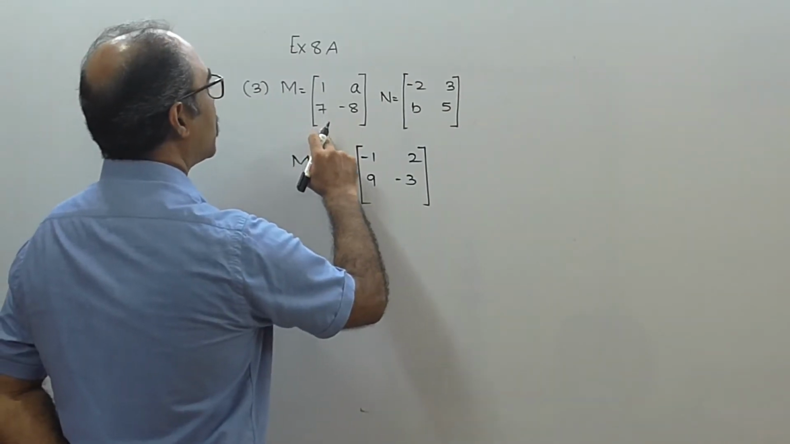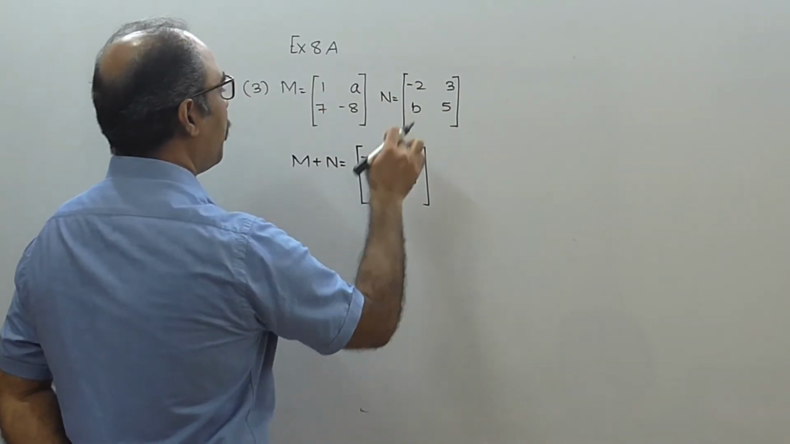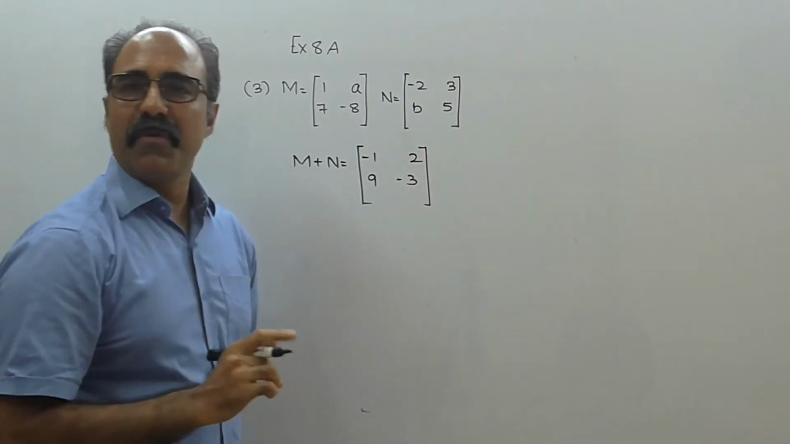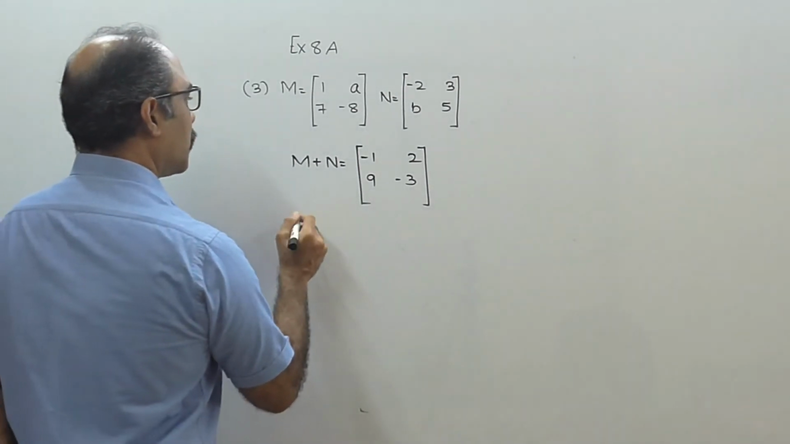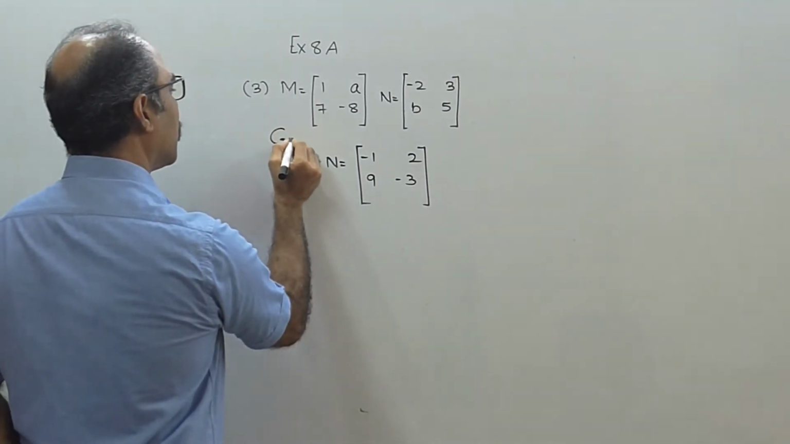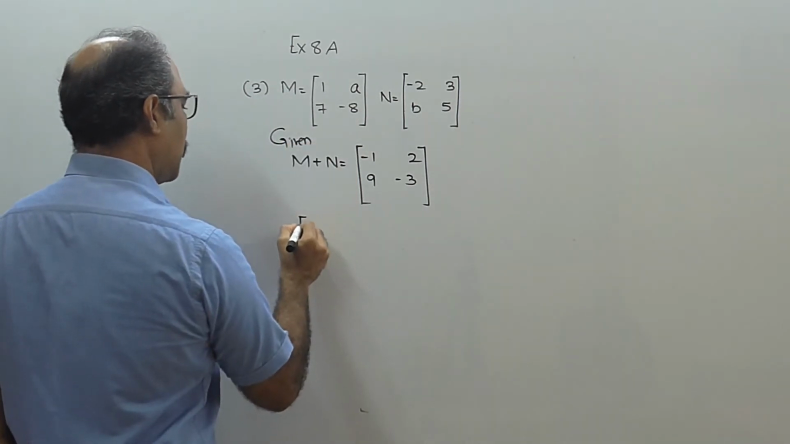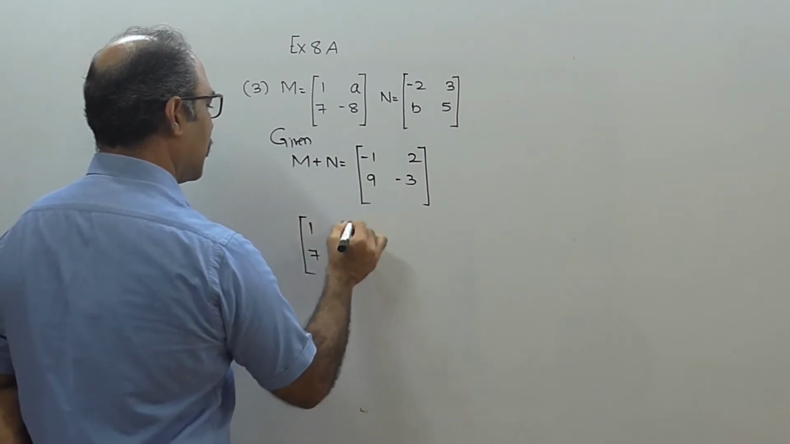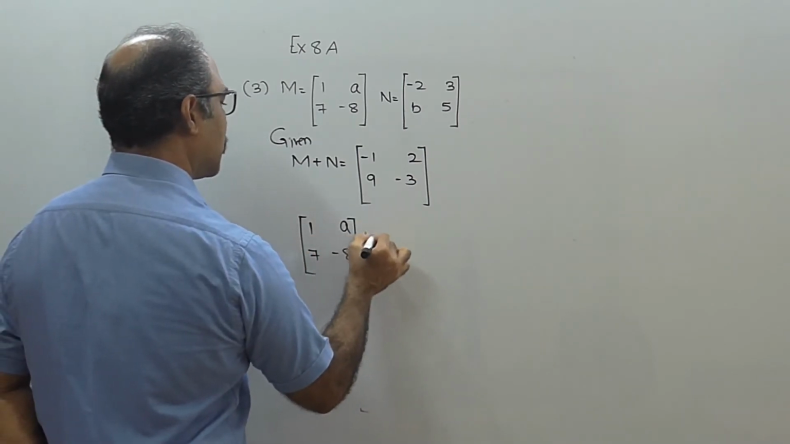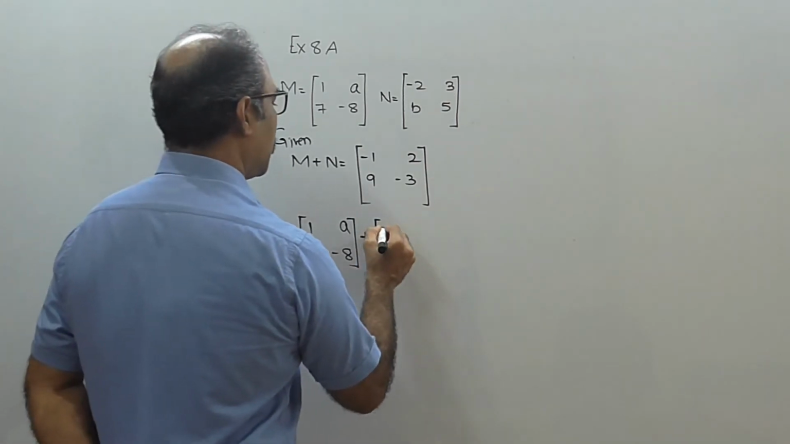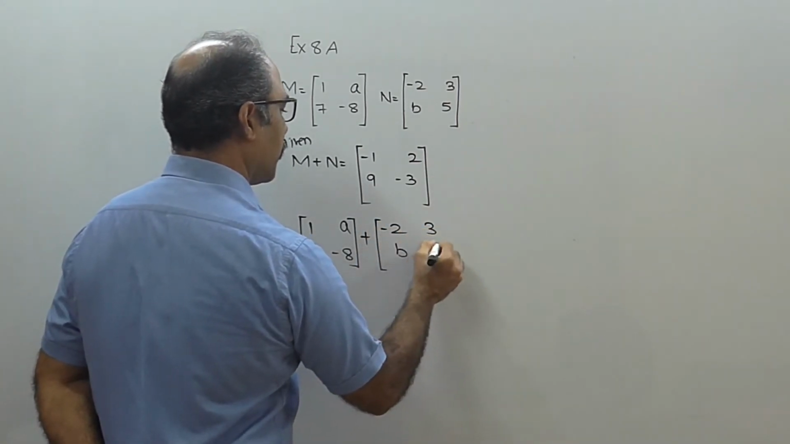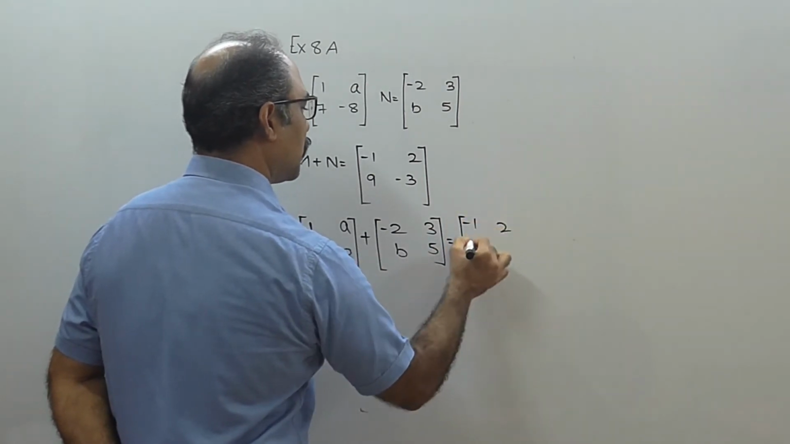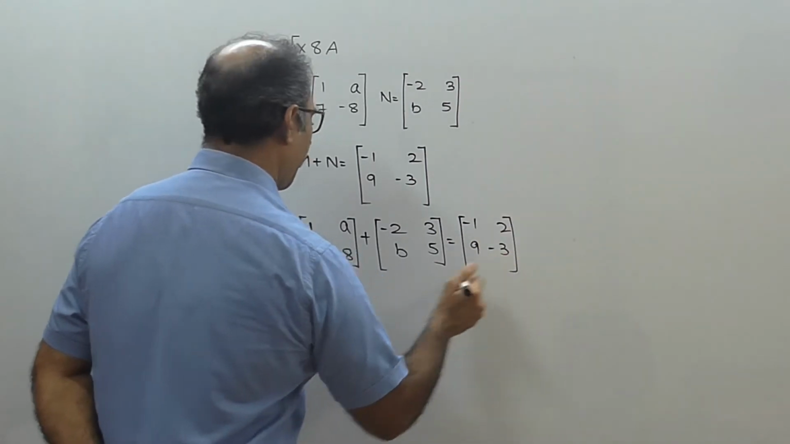Given M equal to [1, a; 7, minus 8], N equal to [minus 2, 3; b, 5]. They are given M plus N equal to [minus 1, 2; 9, minus 3]. You have to find the values of a and b. So, given, what is the matrix M? [1, a; 7, minus 8] plus [minus 2, 3; b, 5] is equal to [minus 1, 2; 9, minus 3].